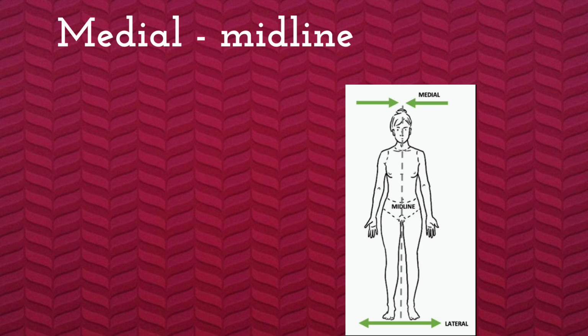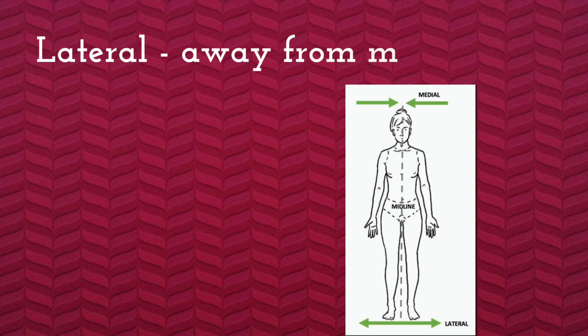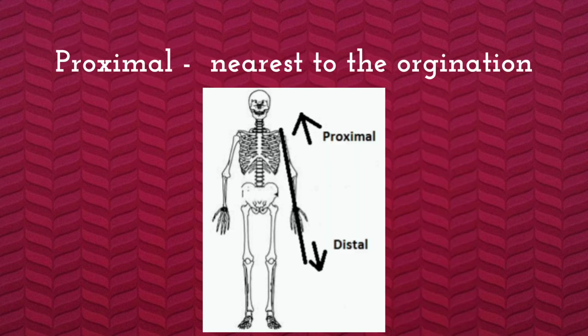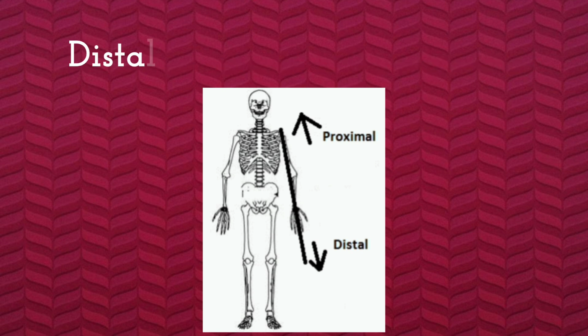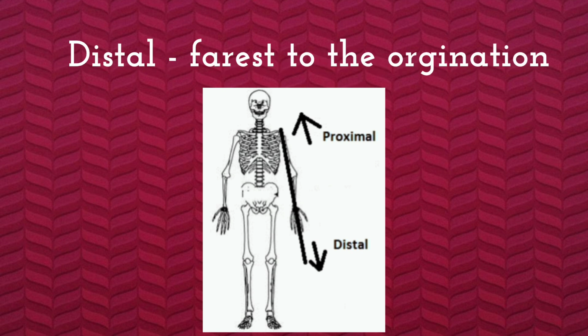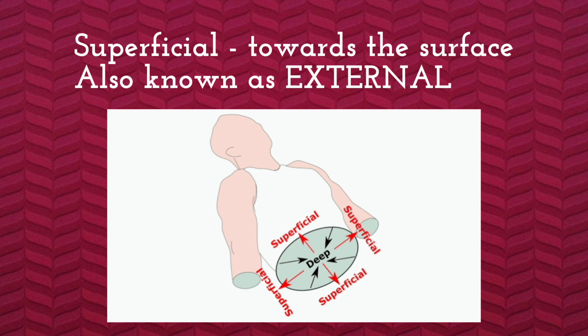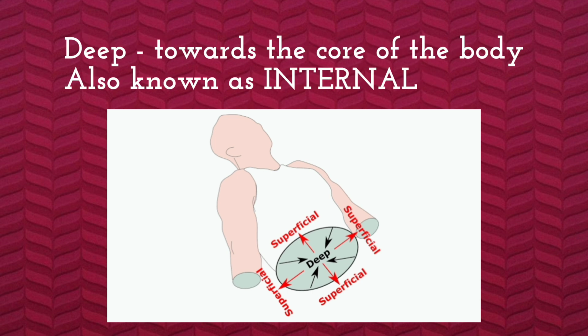Medial means towards the midline. Lateral means away from midline. Intermediate represents between medial and lateral. Proximal refers to nearest to the origination. Distal represents furthest from the origination. Superficial meaning towards the surface. Deep represents towards the core of the body.